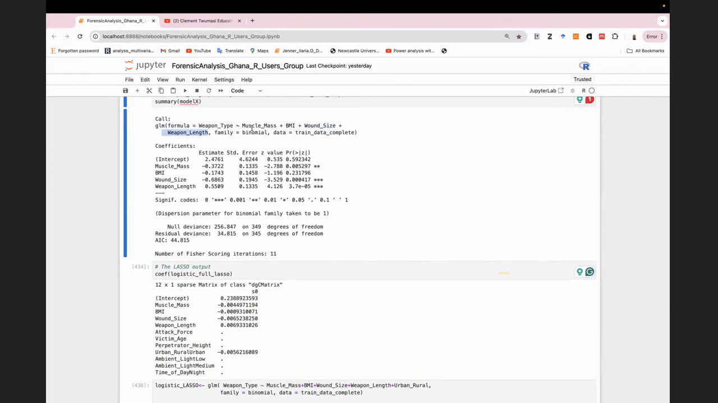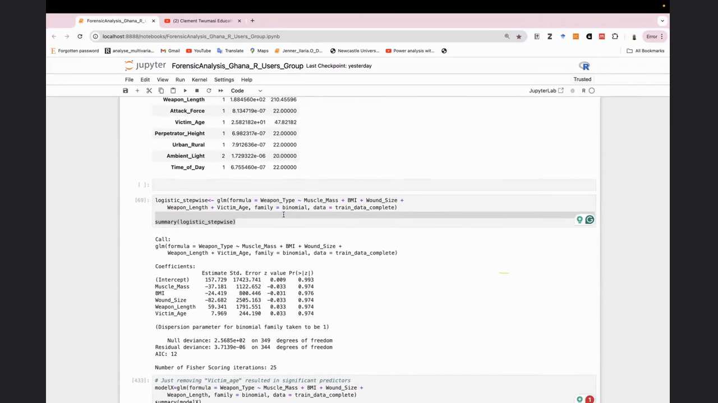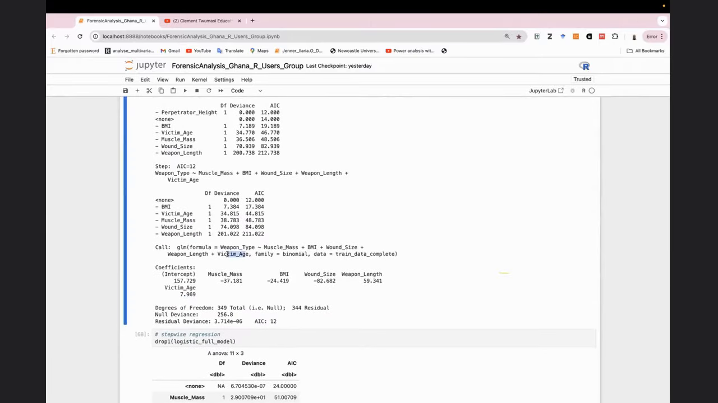But the only thing that the stepwise did not conclude, sorry, was the urban or rural area, like the location. It didn't conclude that. And notice that here Lasso did not select victim age, but when we did the stepwise regression, it selected victim age as important.